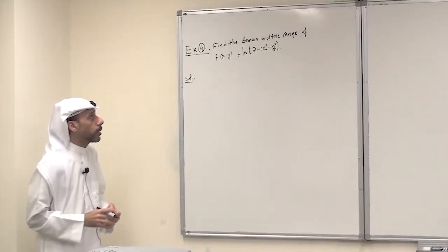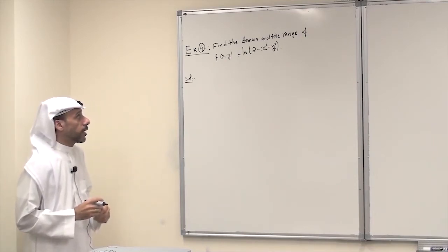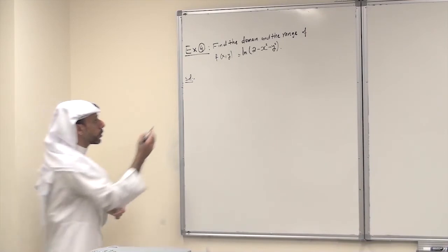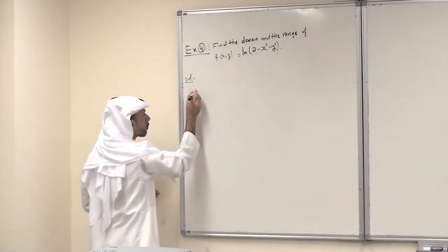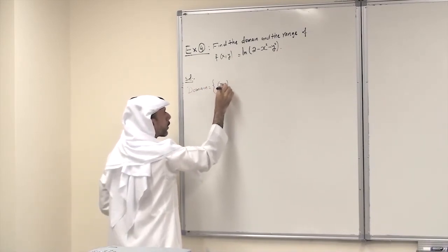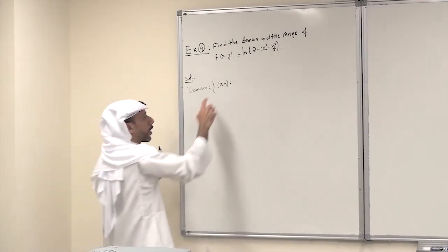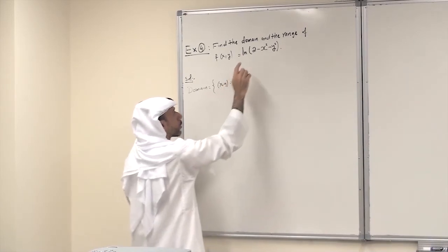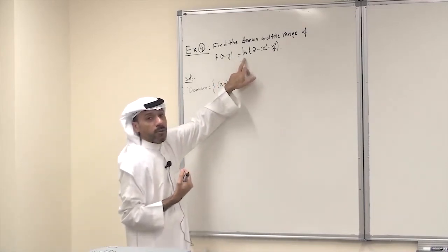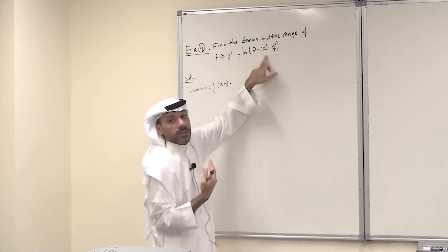Let's consider the following problem. Find the domain and the range of the function given by f of x, y equals ln of 2 minus x squared minus y squared. For the domain, it will be the set of all points x, y in the xy plane. So what are the values of x and y that, when substituted, you get a real number? Because of the ln, we have to make sure that the values that we substitute will make everything inside the ln positive.